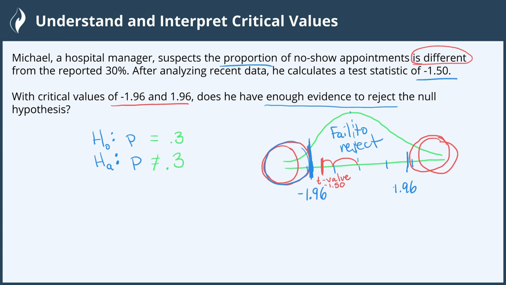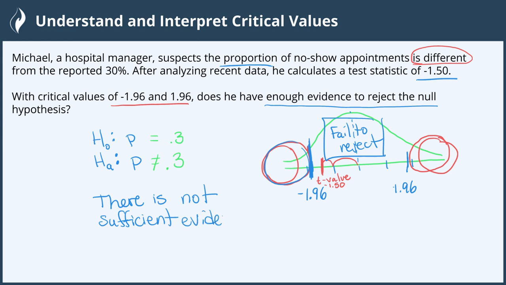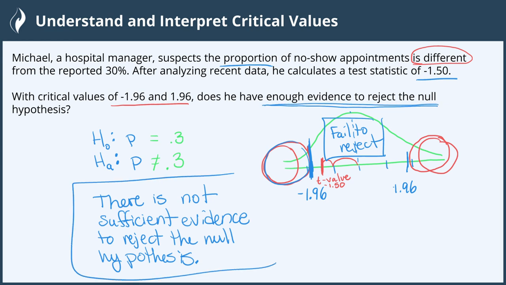So is there enough evidence to reject the null? No, it's falling in the fail to reject zone. So we do not have sufficient evidence. So we don't have enough information or evidence to say that the proportion of no-show appointments is different from the 30% of the accepted norm. And so we've answered our final question of if we have enough evidence to reject it. We don't, so now we're all done.